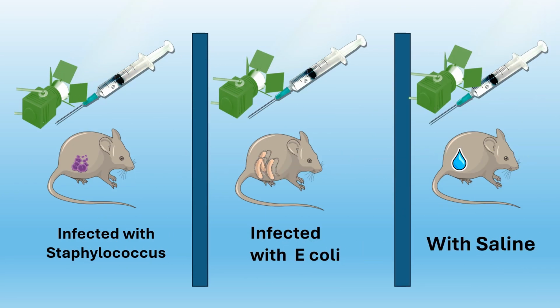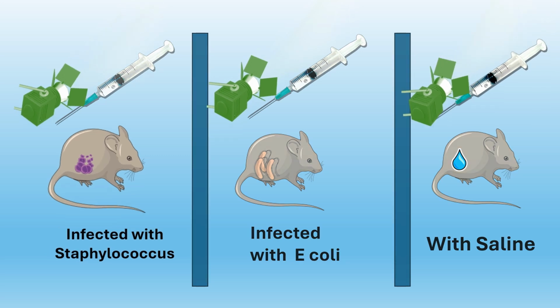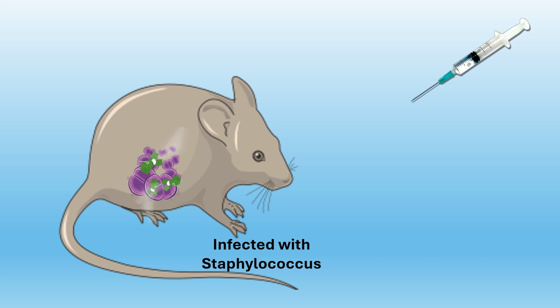In further tests, they injected the probe into mice that were infected with Staphylococcus and imaged them using the special microscope. However, to compare, they injected some mice with saline and others with E. coli. What they observed was that the probe gathered only at the sites of Staphylococcus infection, and it didn't gather at sites of saline or E. coli injection. The amount of fluorescence or glow that they saw at the infection sites was significantly higher than at the non-infection sites. So this indicated the probe's ability to specifically target Staphylococcus aureus infections.